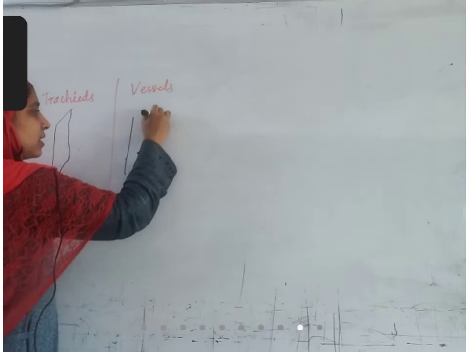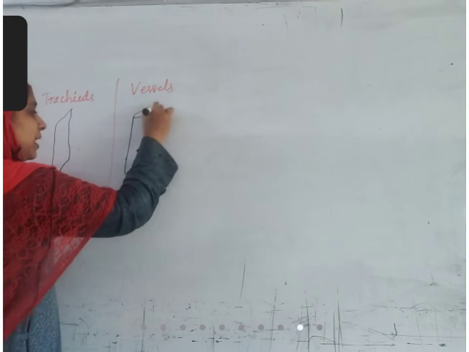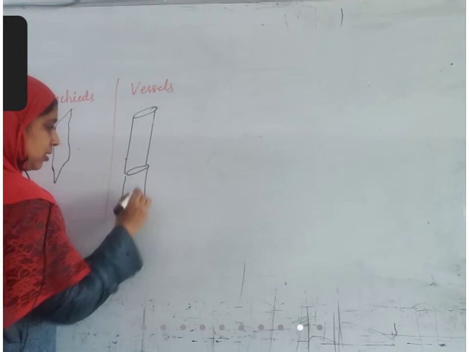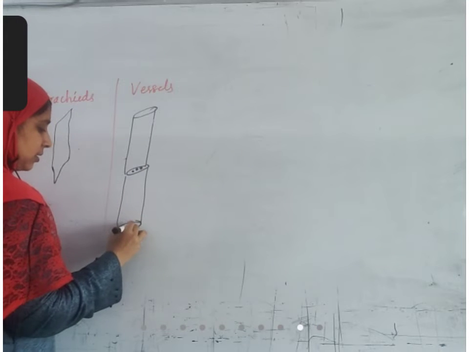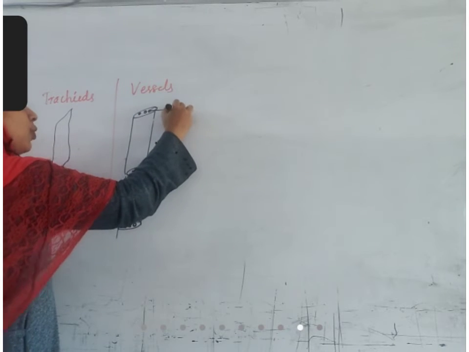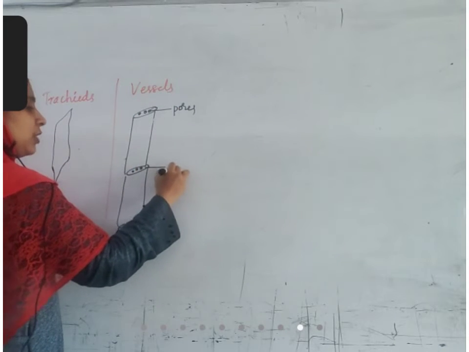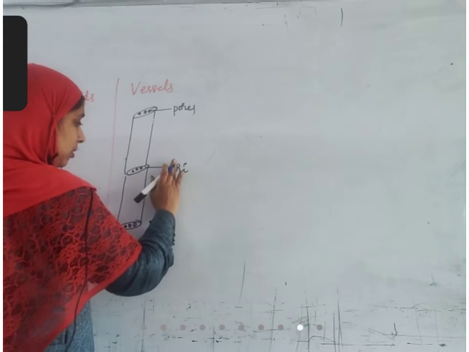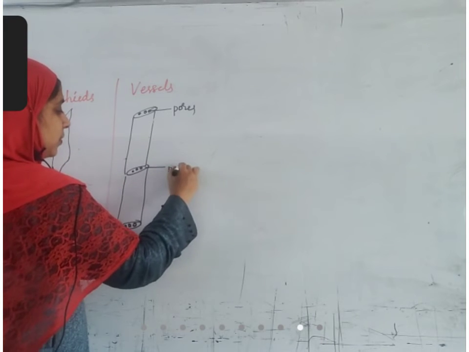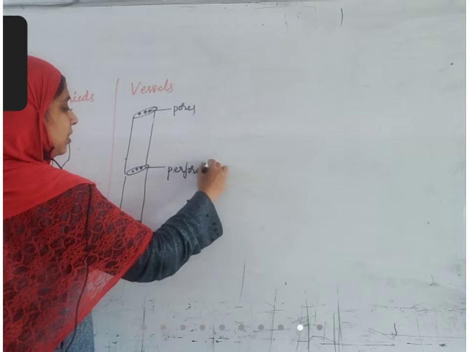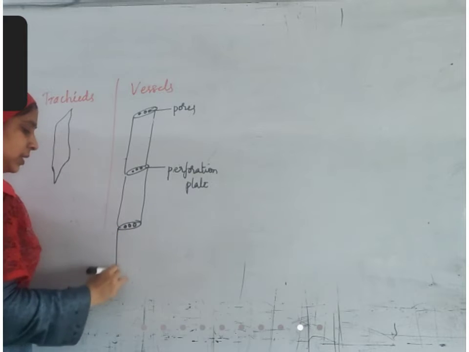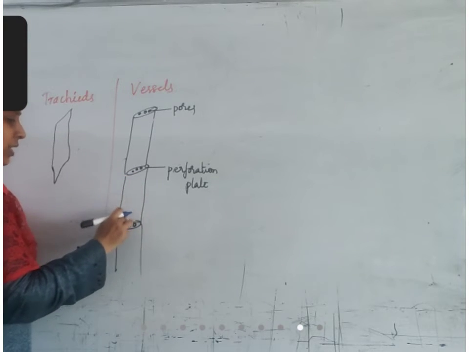In the case of vessels, you can see there is a perforation plate between this cell and this cell. It is having pores on this. These are pores. This is the perforation plate. Here there is one perforation plate, so for every cell it is like that. There are no pores any other way.